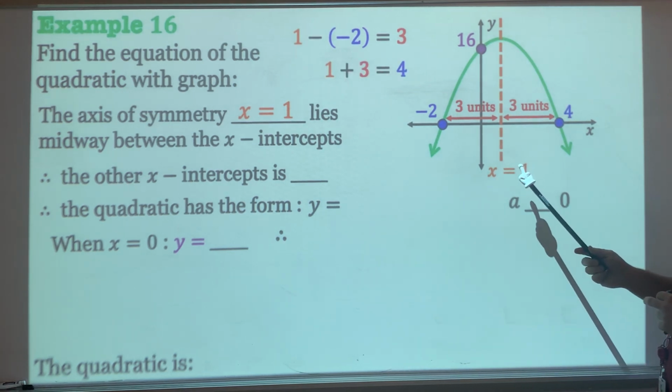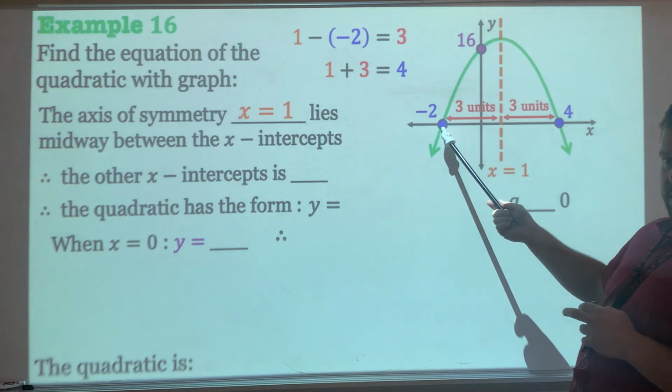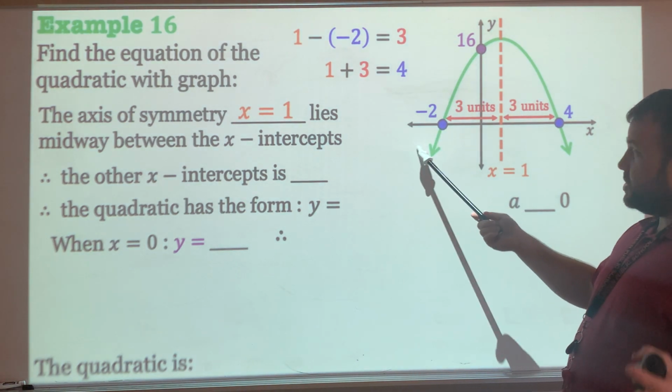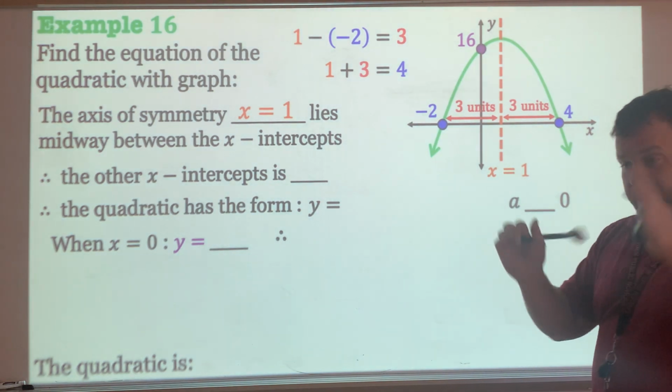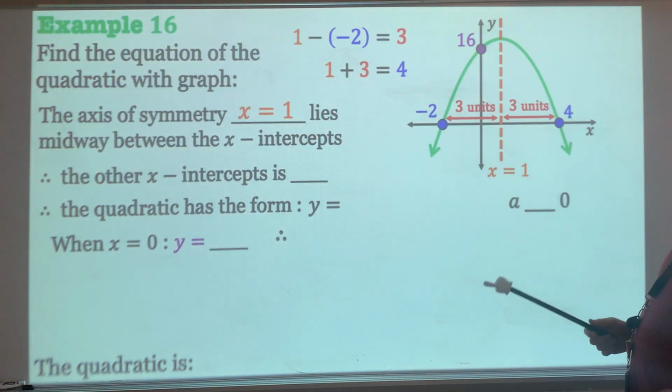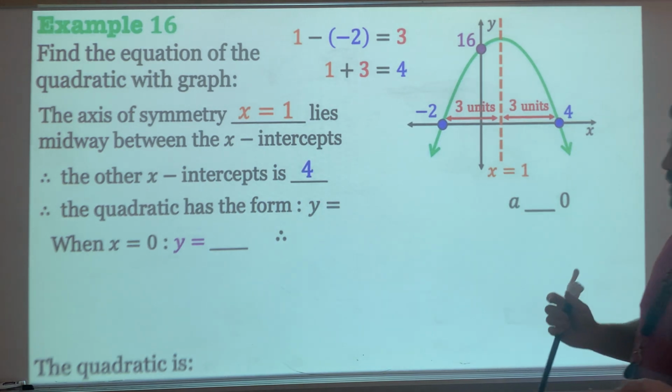Okay, so you do axis of symmetry minus the first x-intercept. Whatever that number is, you're going to add to your axis of symmetry, and that will give you your second x-intercept. We did this before with axis of symmetries. Quick little review, answer is 4.